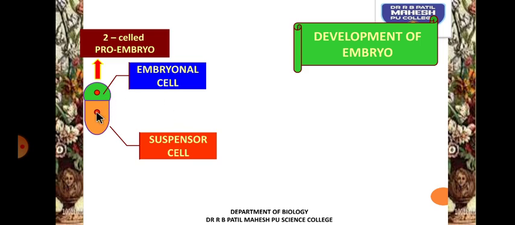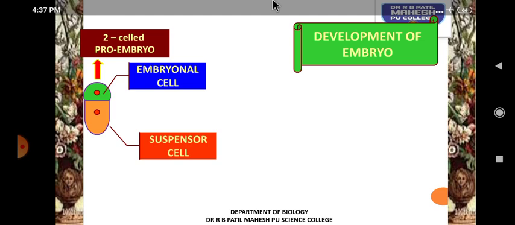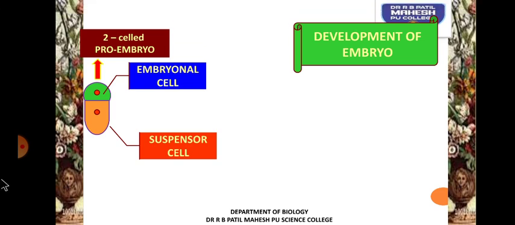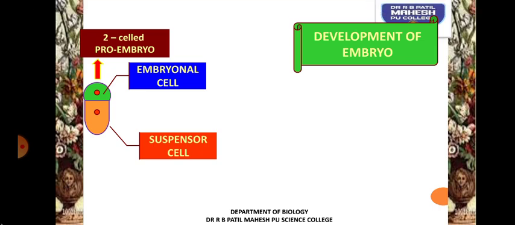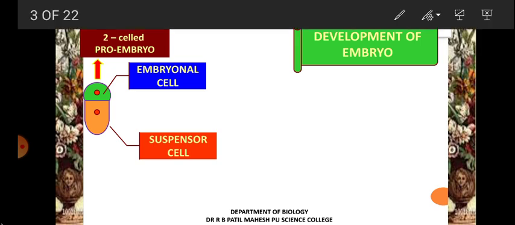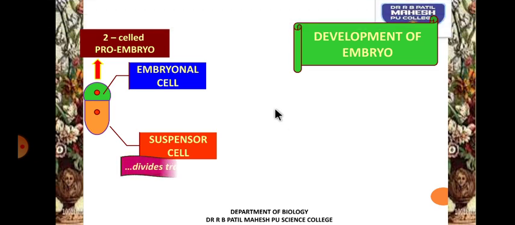The two-celled stage that is present is called a proembryo. For 1 mark you may get a question: what is a proembryo? A proembryo is a two-celled stage embryo having an embryonal cell which is smaller in size and a suspensor cell which is larger in size. Now further there will be division. Again the division takes place.